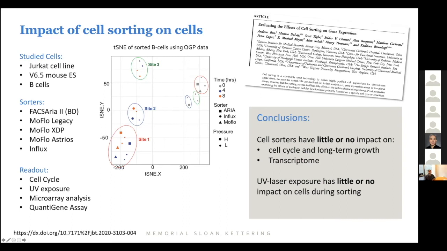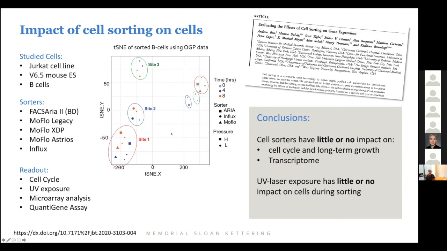And the conclusion was, and if you look at all of the systematic studies on the impact of cell sorting on cells, you'll see that the common conclusion is that cell sorters have little or no impact on the readouts. In this case, it's cell cycle or long-term growth. They saw slight differences in the short term, between 0 and 4 hours after sorting, but after that, there were no impacts at all. And there was no impact on the transcriptome.